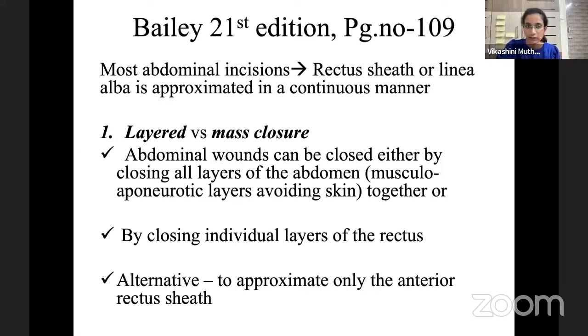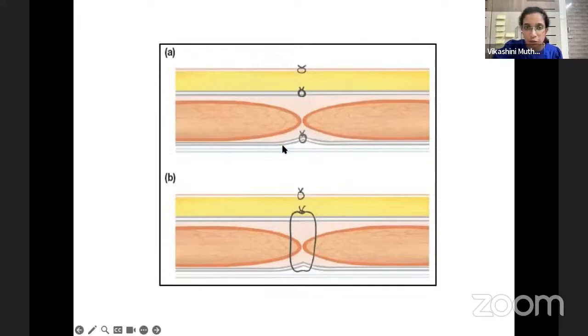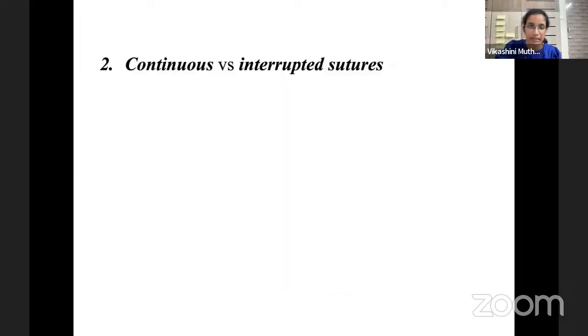This is the image showing, in the first image, the layered closure: posterior rectus, anterior rectus, and then skin closed separately. As in the second image, in the mass closure, the musculo-aponeurotic layers are closed all together and skin is closed separately. And we'll also discuss the other comparisons, like which is superior, whether continuous sutures are superior or interrupted.